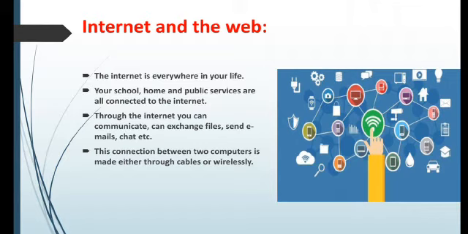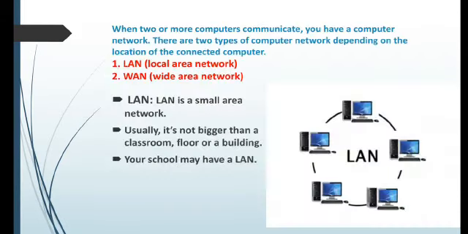This connection between the two computers is made either through cables or wirelessly. You can see that when we use Wi-Fi, we can use our network wirelessly, because there is no cable attached to our computer or to our mobile. We can use a wireless connection. Here are two types of connections.